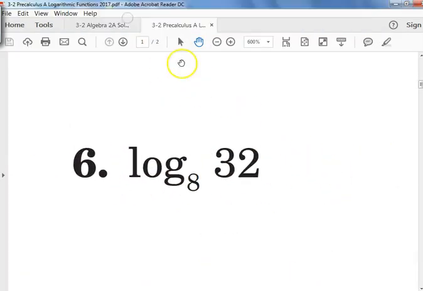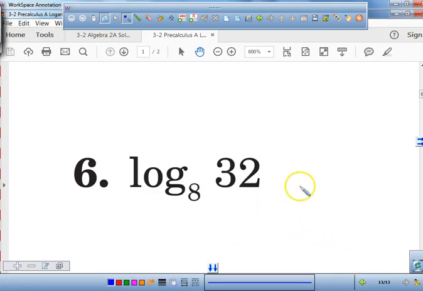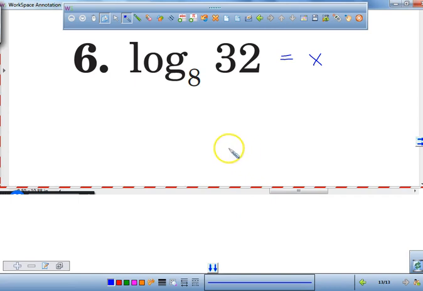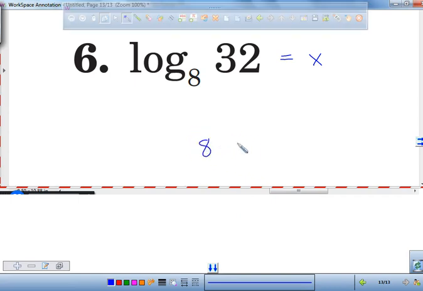Number 6, put equals x. 8 raised to the power of x equals 32. Uh-oh. What did we change that? What did we change 8 to? 32.